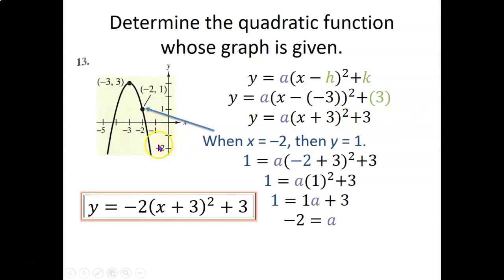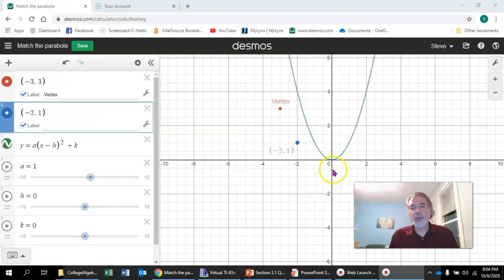Now, if you want to look at this geometrically, think about what was going on here. What we're doing is trying to get a parabola that has its vertex here, and that also includes this other point. So if I start with y equals a times (x minus h) squared plus k, I need to adjust the a and h and k to make that work.